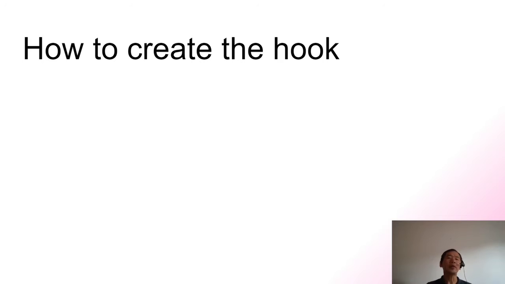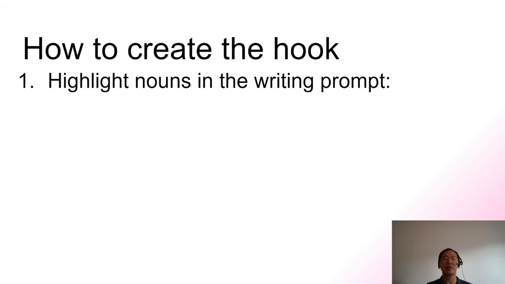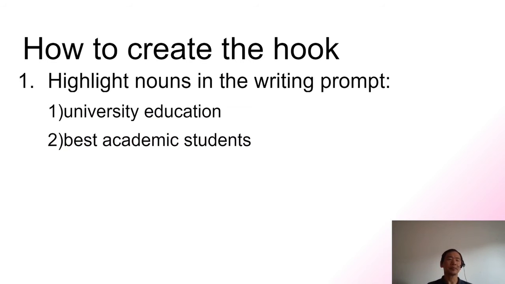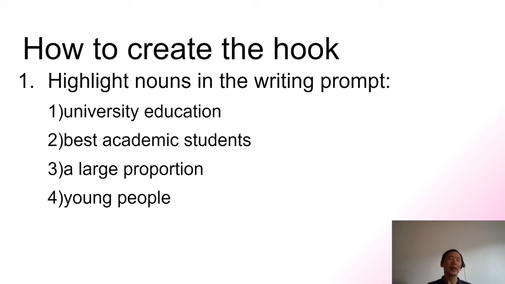The first step is to create the hook. In order to create a perfect hook, you need to do 2 things. First, highlight nouns in the writing prompt. In our example, these are some of the nouns. Second, you use one of the nouns to make a general statement or ask a general question.